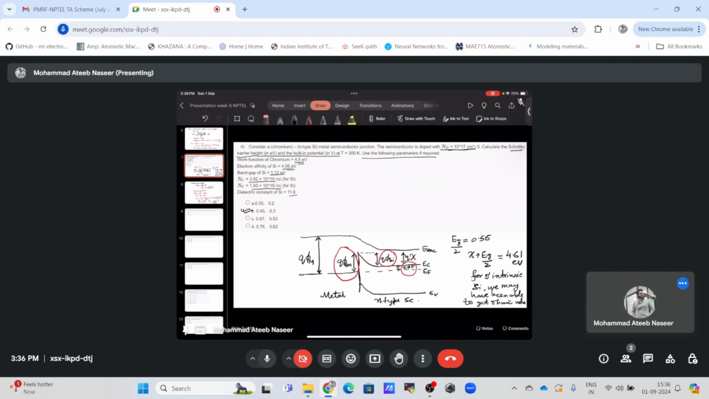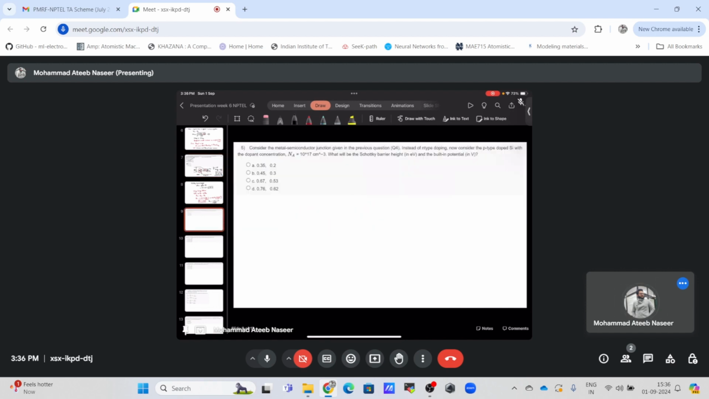So now let's move to another problem, which says that we have to now consider the metal semiconductor junction in the previous question, and instead of n-type doping we are now having p-type doping, that is acceptor. Now we are having an acceptor concentration of the order of 10 to the power of 17.